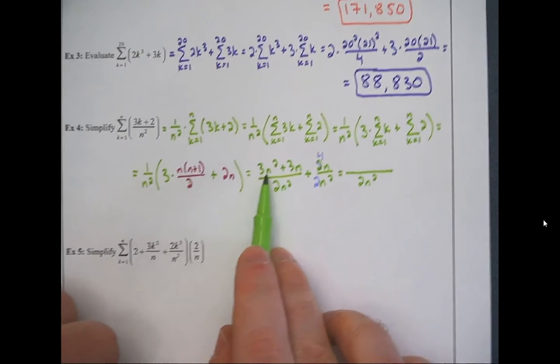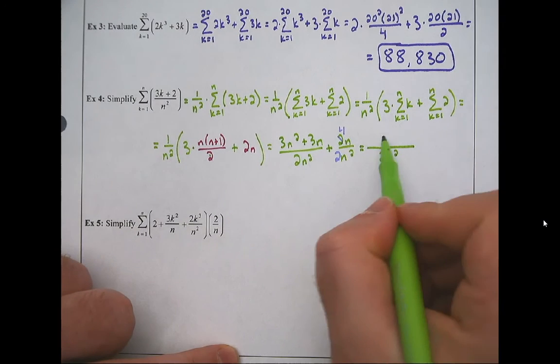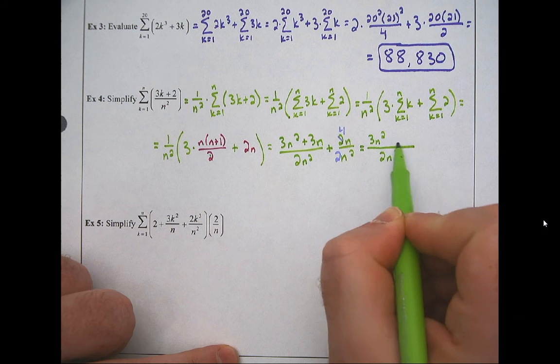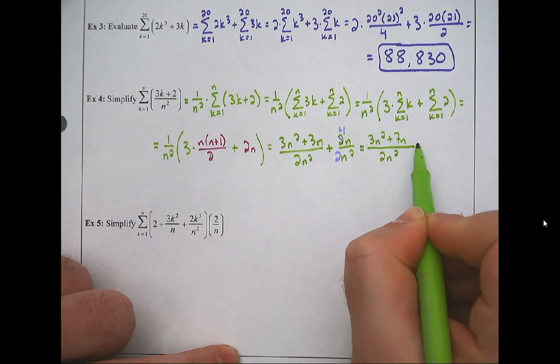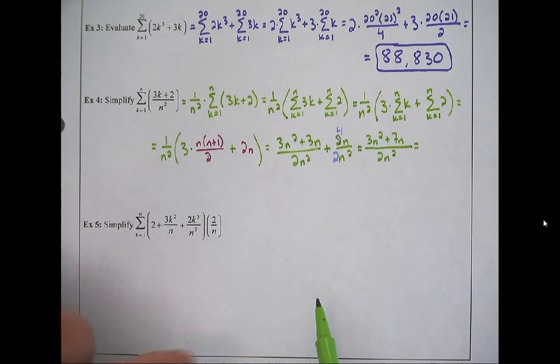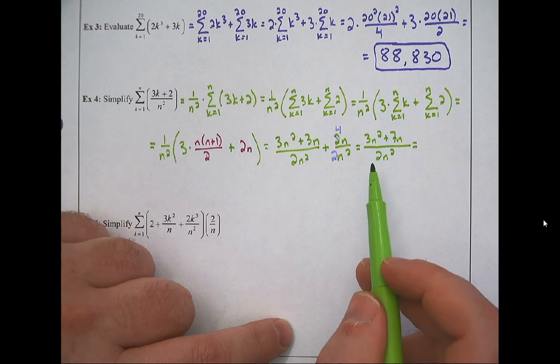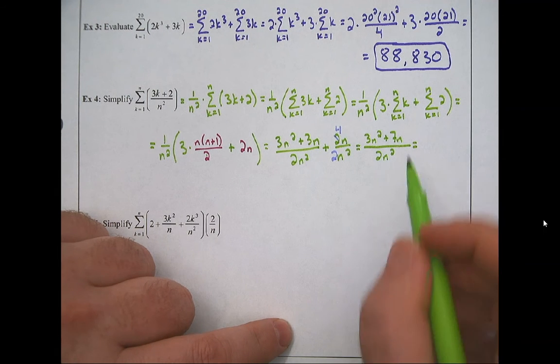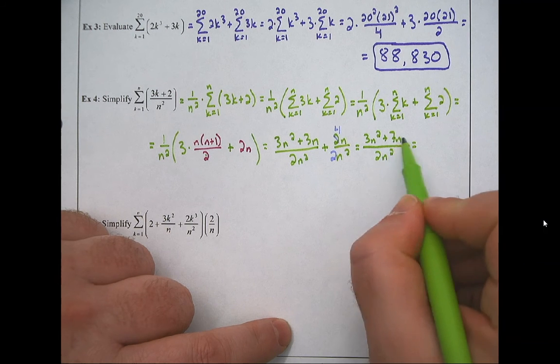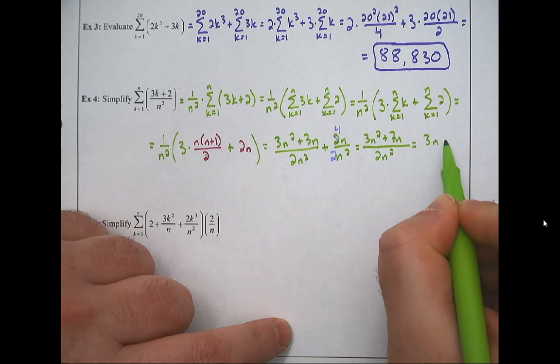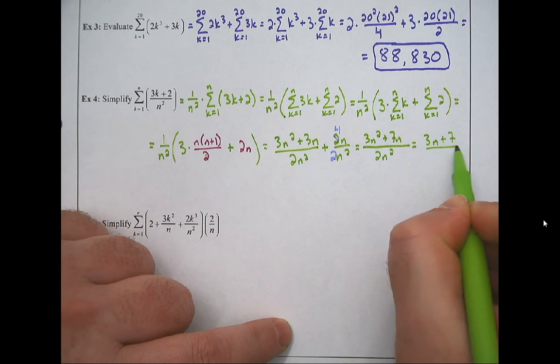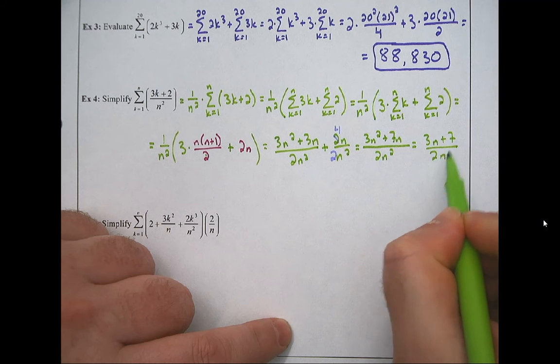And then let's see, we have some like terms on the top. So I've got a 3n squared plus 3n plus 4n is 7n. And then now I can reduce some stuff. So everything has an n. Nothing goes into 3, 7, and 2. So I'm going to leave the coefficients as they are, but I can reduce 1n. So 3n plus 7 all over 2n.